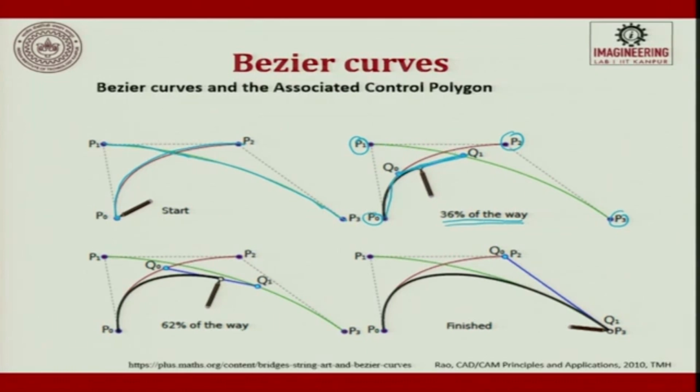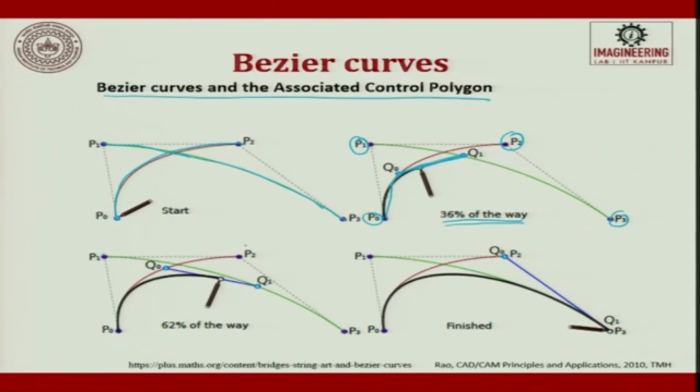When we go 62% on its way, you see that from P0 it has to go towards the destination point, and it is trying to be governed by P1 and P2. It tries to take the curve, and finally it tries to join the curve. This is how a Bezier curve and the associated control points are established.